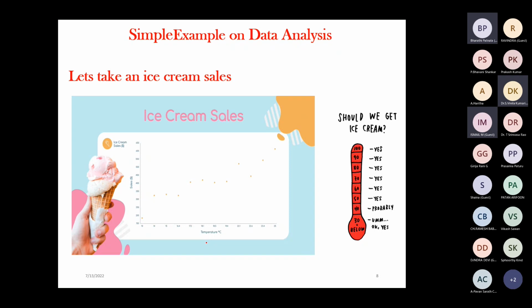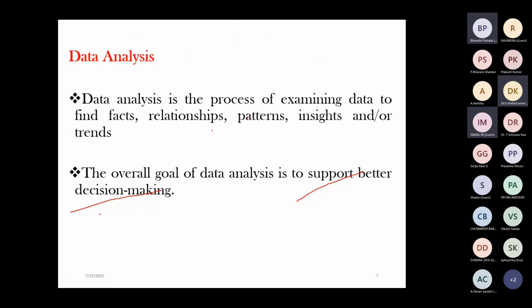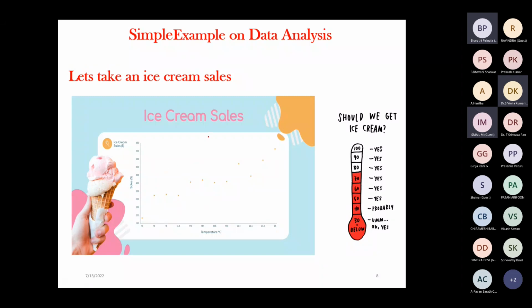For example, here you can see ice cream sales as well as the weather. What is the factor the ice cream sales depend upon? That is temperature. Here you can see when it is below 30 degrees, 40 degrees, 50 degrees, 60 degrees, like that.